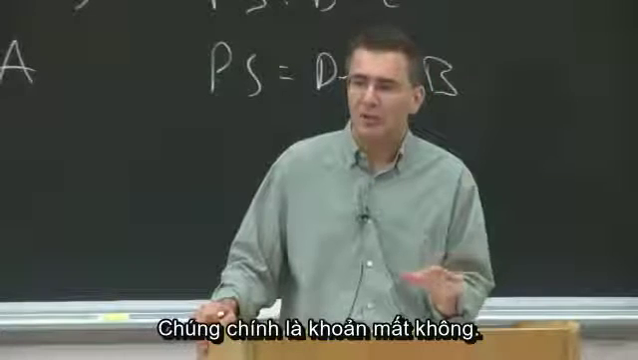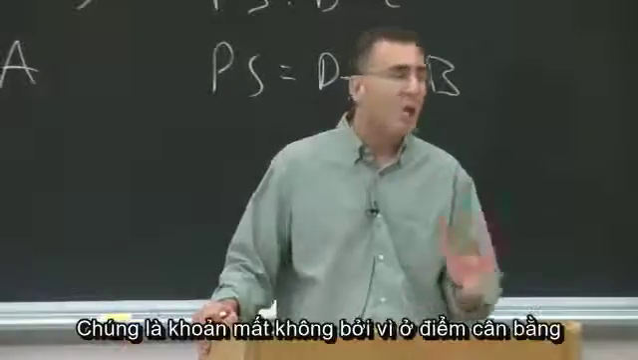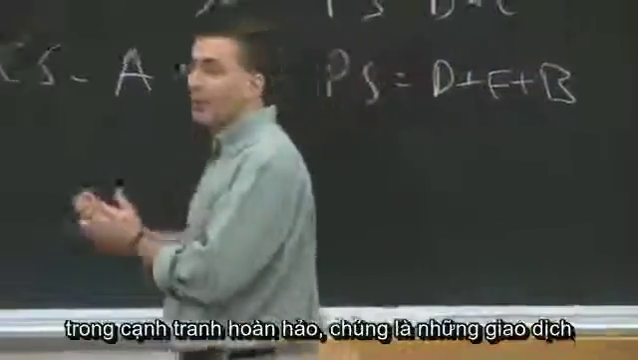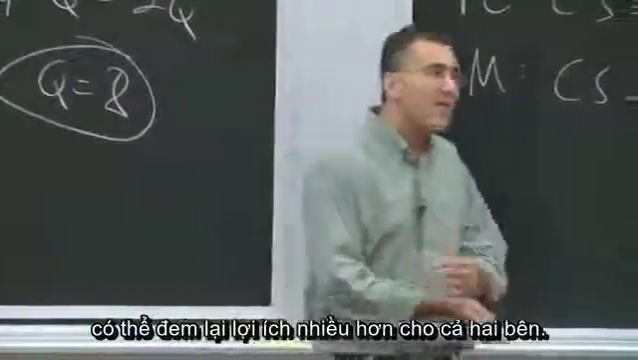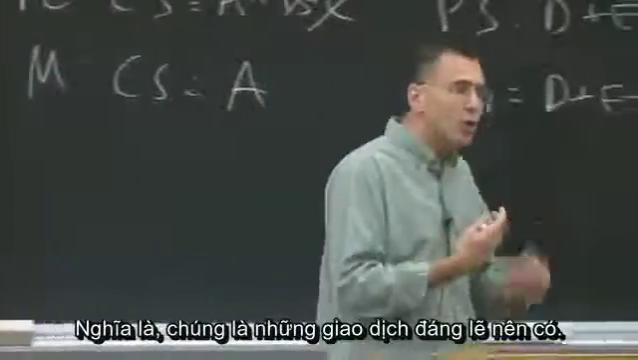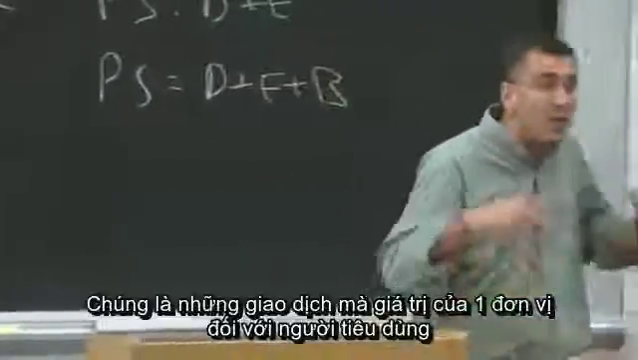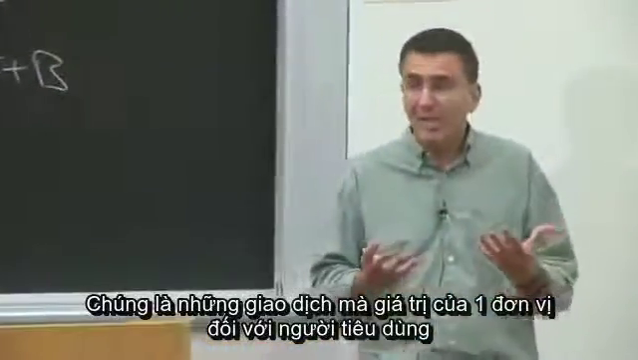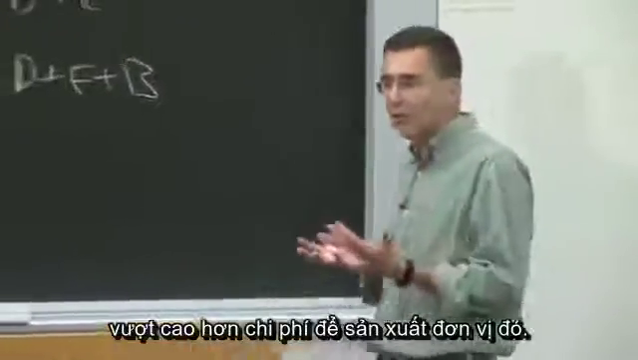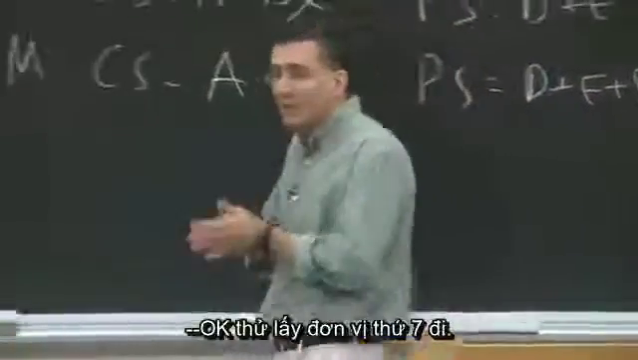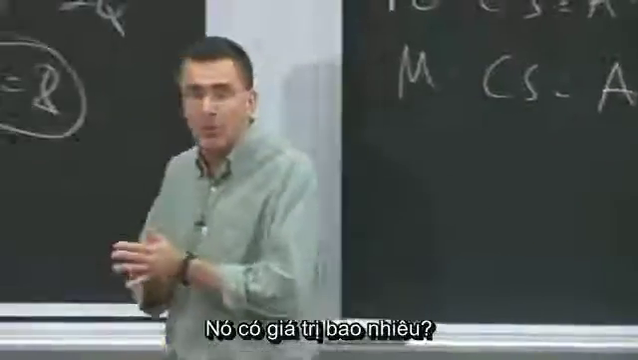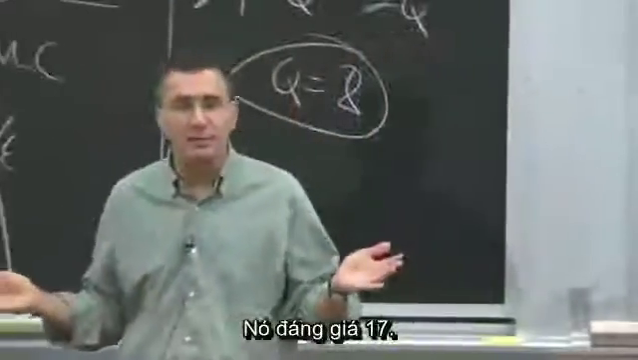They're deadweight loss. They're deadweight loss because in the perfectly competitive equilibrium, these are trades that would make both parties better off. These are trades which socially should happen. They are trades where the value to the consumer exceeds the cost of producing that unit. Take the 7th unit. What's that worth to someone? It's worth 17.